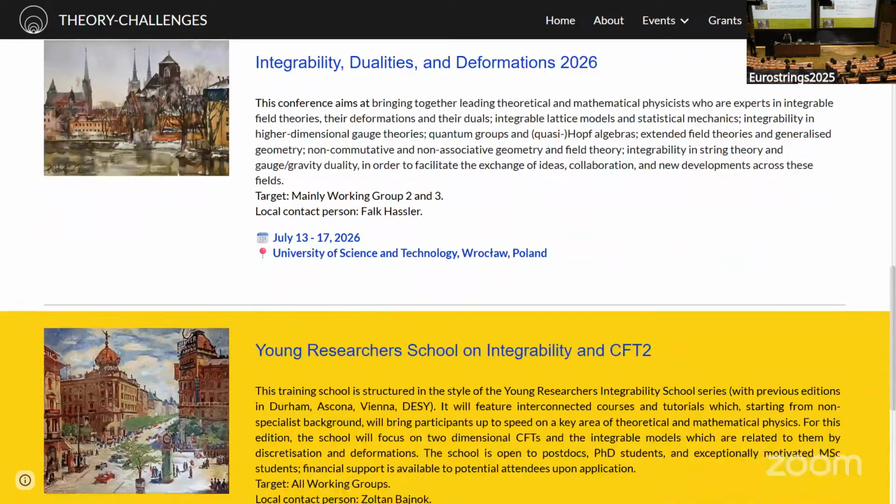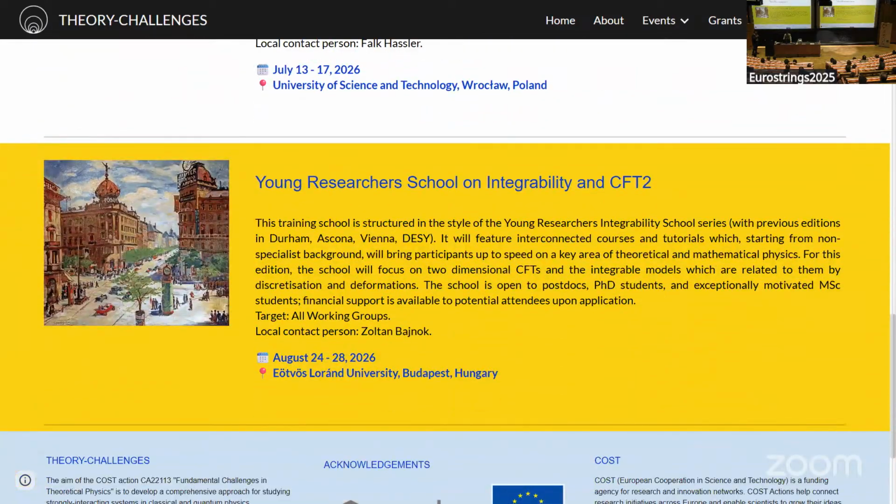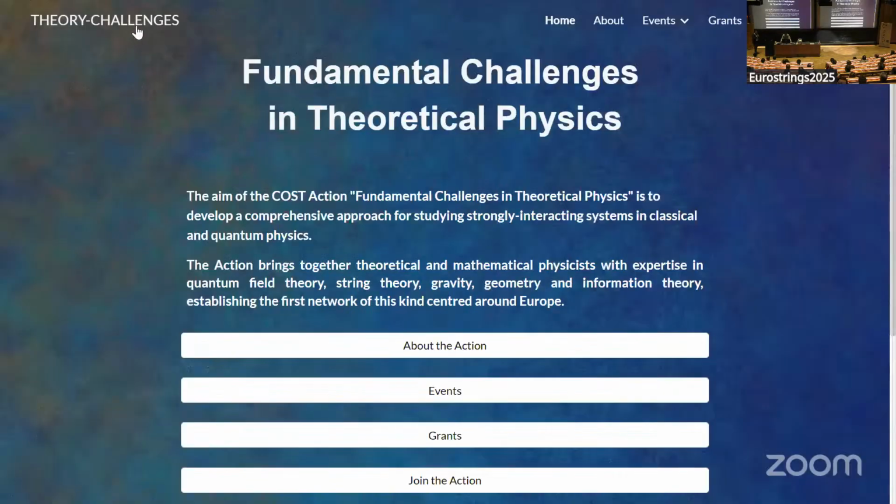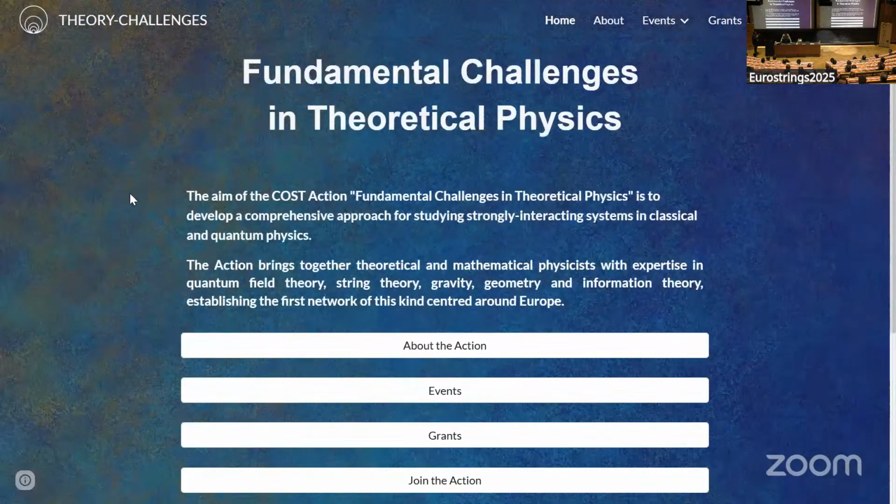And finally, there is going to be a school. This is going to be for PhD students, postdocs, maybe some very motivated master students. It's one of these young researcher schools that we organized in the past, and it's going to be in Budapest at the end of August, and it's going to be about integrability and conformal field theory and their relation for two-dimensional models. So I hope to see many of you at these events, and if you have any questions, of course, you can contact myself or the other organizer in COST. You find all the links on the website.